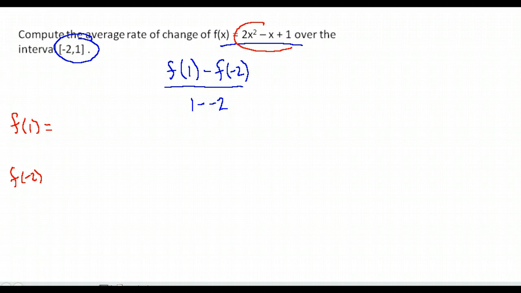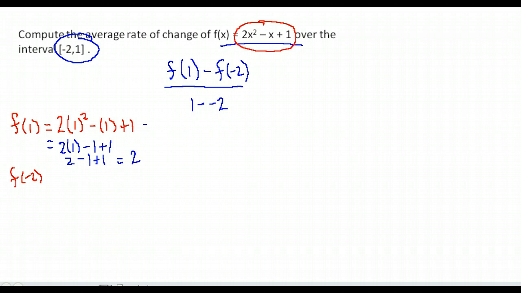If we compute f of 1 for 2x squared minus x plus 1, we get 2 times 1 squared minus 1 plus 1. We evaluate that. That gives us 2 times 1 squared is 1, minus 1 plus 1, 2 minus 1 plus 1, just gives us plain old 2.